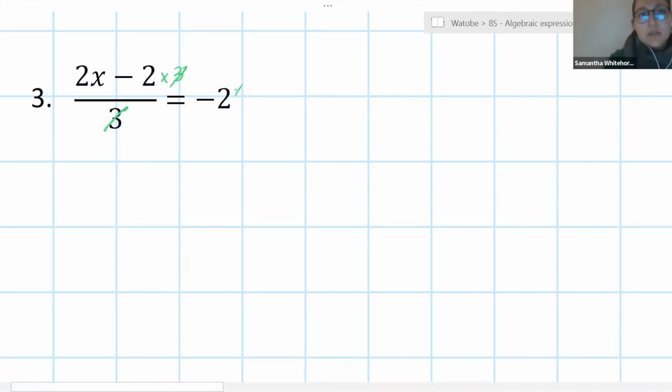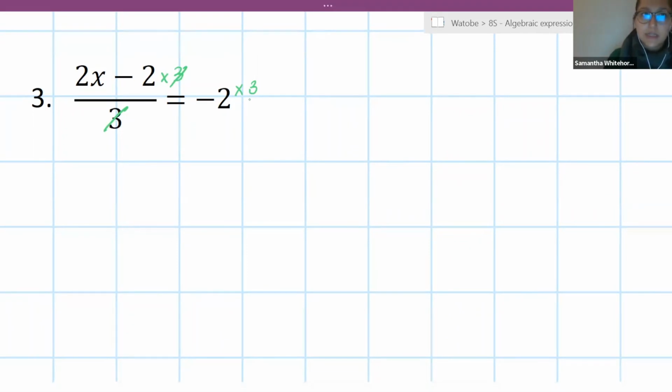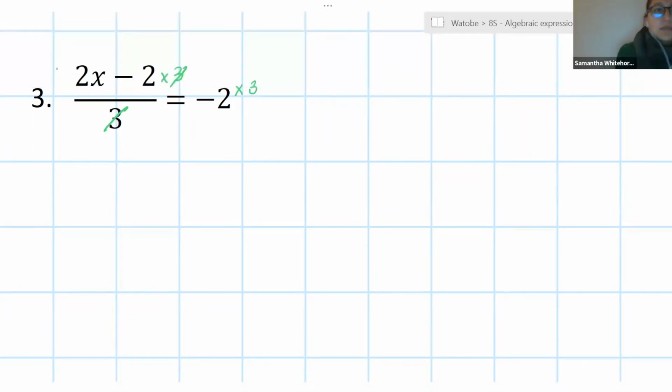But I need to remember to do the same thing on the right-hand side of my equation because I have to keep it balanced. If I start doing things on one side of my equation and I don't do the same thing on the other side, I'm throwing my whole equation out of balance. And so it's no longer accurate or correct. So once I've timesed both sides by 3, I get 2x minus 2 is equal to, and we know that negative 2 times positive 3 is negative 6.